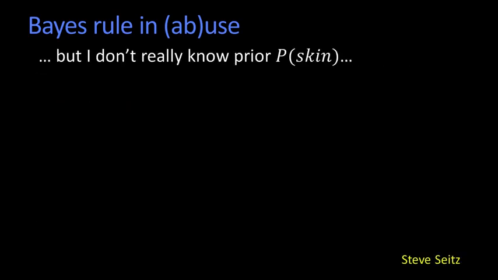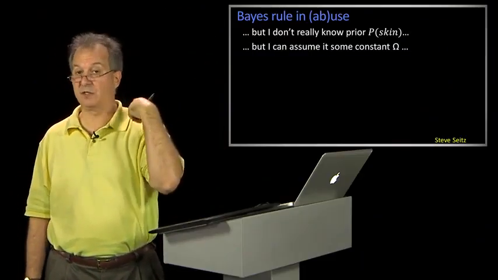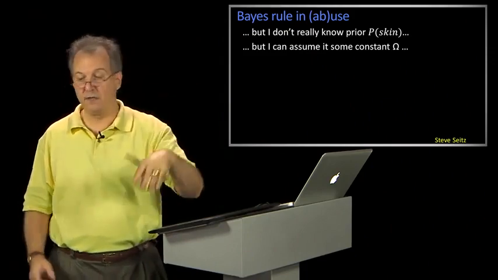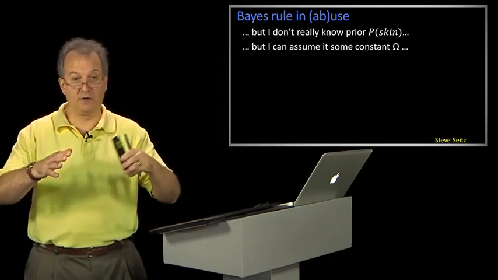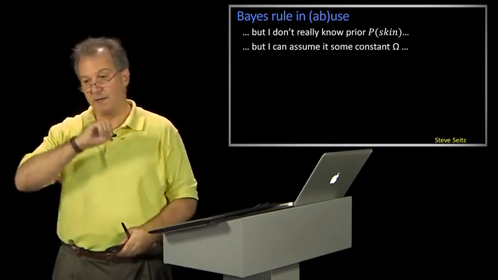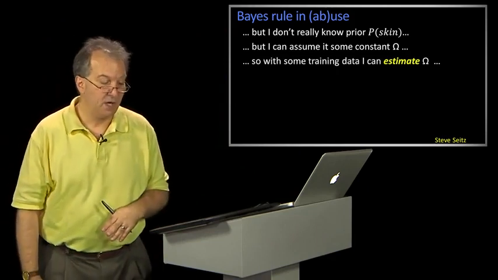So the problem is I don't really know the prior of being skin, right? I don't know where the prior comes from. So the one thing I'm going to do is assume it's a constant. I'm going to assume it has some number. So for a whole bunch of pixels that I'm looking at that are maybe of people or in an office where there are people around, the probability that something is skin is some number. Here it's written as omega.